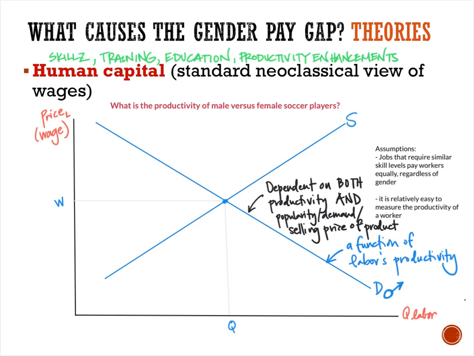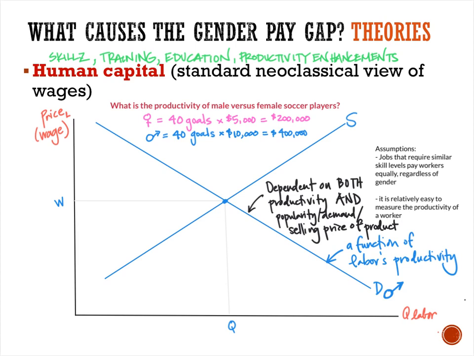So it's not a straightforward answer, because when you ask about productivity of something, you have to keep in mind that productivity and revenue generation of the worker for her firm is dependent not just on her own productivity, but also on the popularity or demand or selling price of the product. So when you ask what is the productivity of male versus female soccer players, it's more than just the number of goals scored. In fact, we could generate a condition where both men and women were scoring the same amount of goals, but the men are paid more because each goal generates more ticket sales. So the men's goals are each worth more than the women's. They're generating more revenue for their team, and the team has more money to pay them.